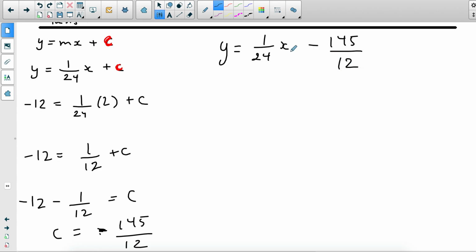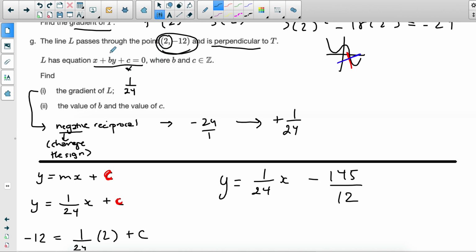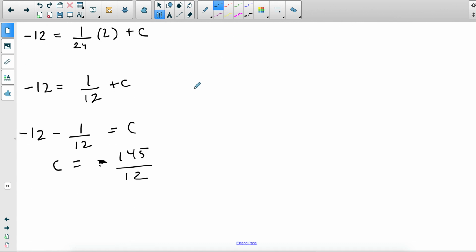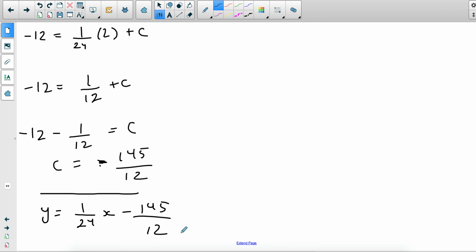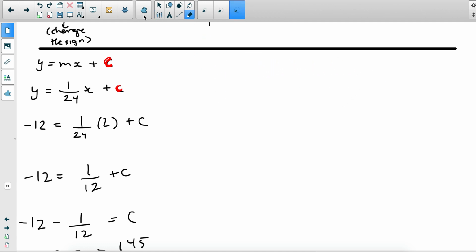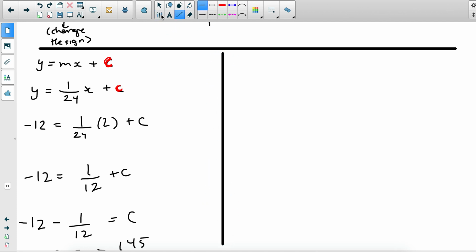But we need to rearrange it to this form. I'll just rewrite it here. So our final one is y equals minus 145 over 12. I'm just going to go through the second method, which is what the past papers usually refer to, and that is to use a specific formula. The reason I usually avoid it in class is because it requires memorization.